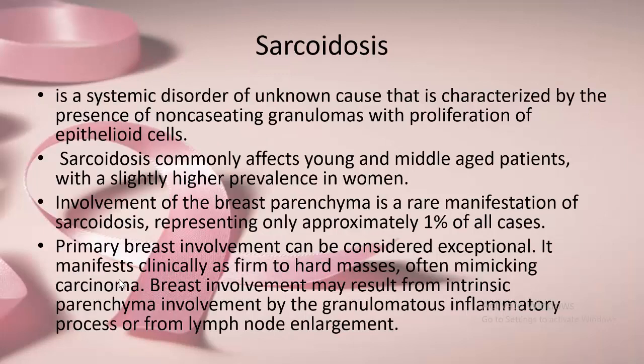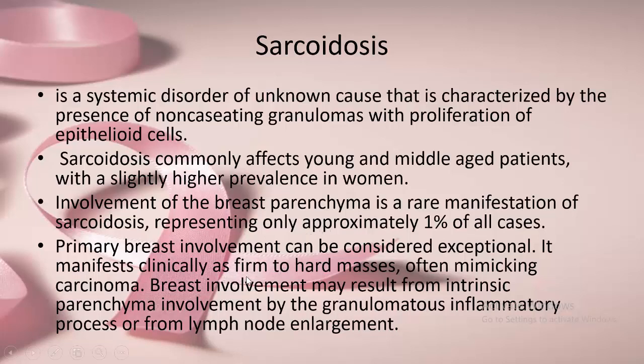Then we come to sarcoidosis. Sarcoidosis also is a systemic disorder characterized by the presence of non-caseating granulomas with proliferation of epithelioid cells. Sarcoidosis commonly affects young and middle-aged patients, with a slightly higher prevalence in women. Involvement of the breast parenchyma is a rare manifestation of sarcoidosis, presenting in only 1% of cases. In all the cases we saw before, all are rare, only 1%, but we must know the rare in order to diagnose. Primary breast involvement can be considered exceptional.